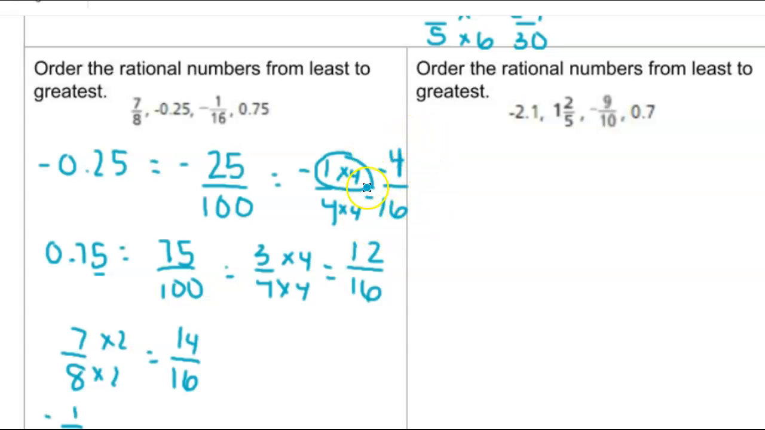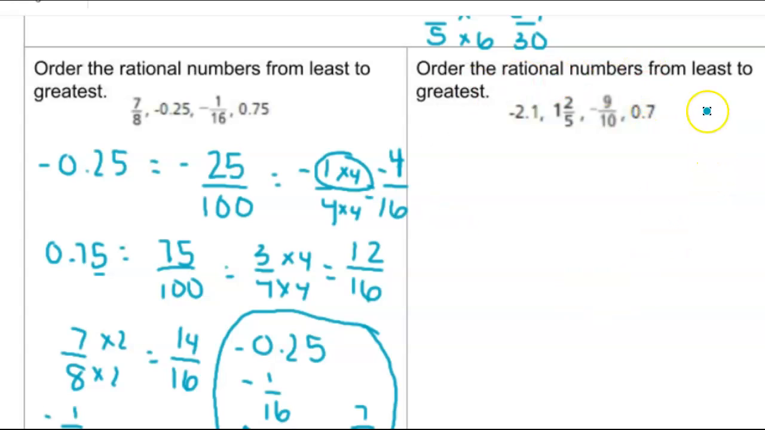This one is smaller, so I'm going to start with my original number of negative 0.25. Then we have negative 1/16. Then we're going to go to the 12/16, which is 0.75. And we're going to wrap it up with our 14/16, which is 7/8. Hopefully yours is in a nicer order than mine.